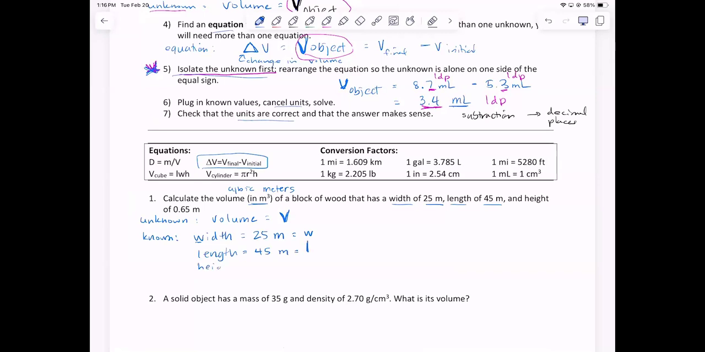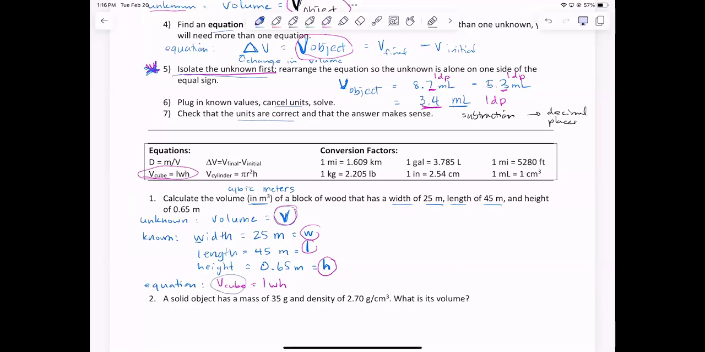And then the height, which is 0.65 meters. And the symbol for height is more useful, that's H. And that's because we're trying to look for an equation that has the unknown and all the known symbols. So we're looking for an equation that has this, this, this, and this. This looks like the volume of the cube is LWH. So what we're trying to solve for, this volume, is already by itself on one side of the equal sign.